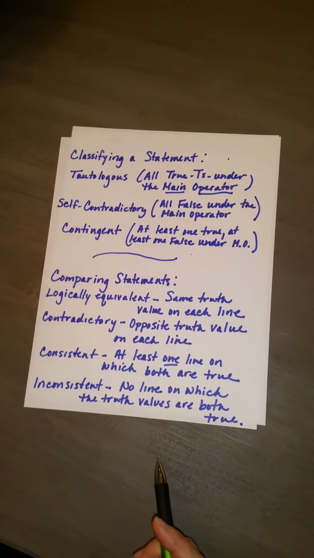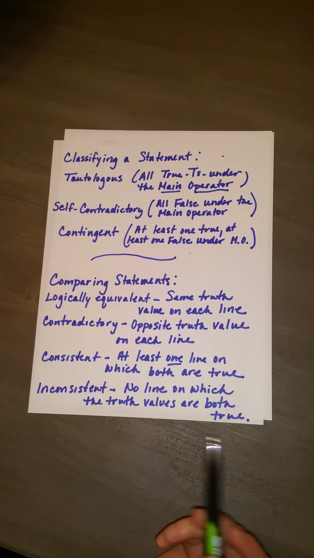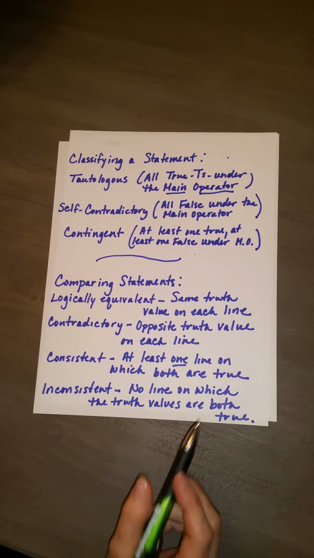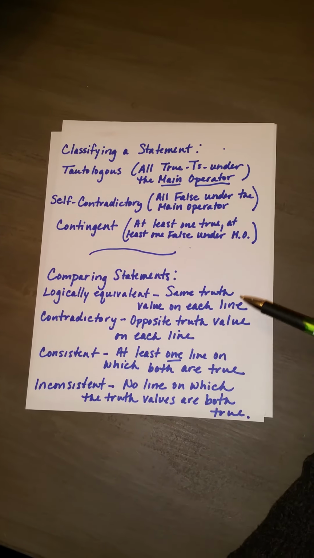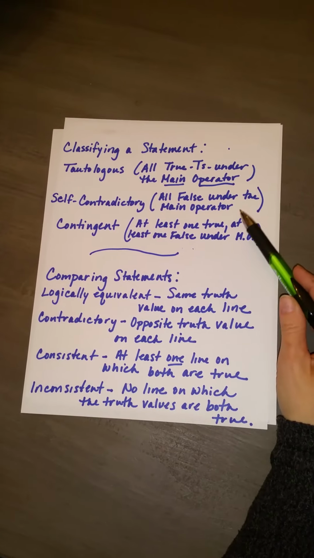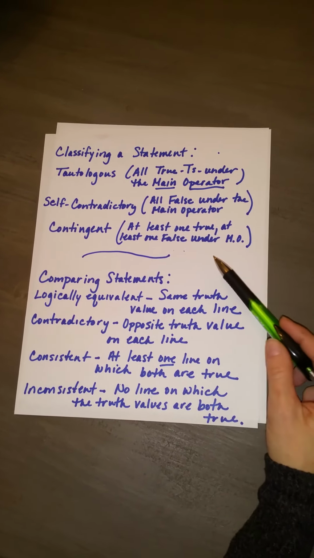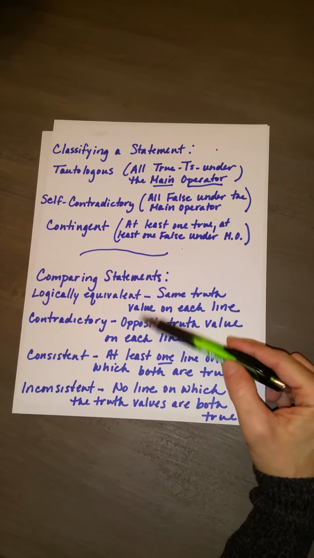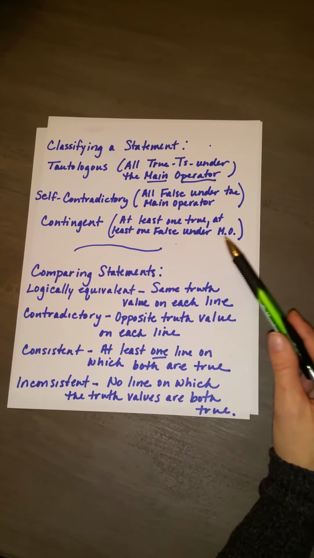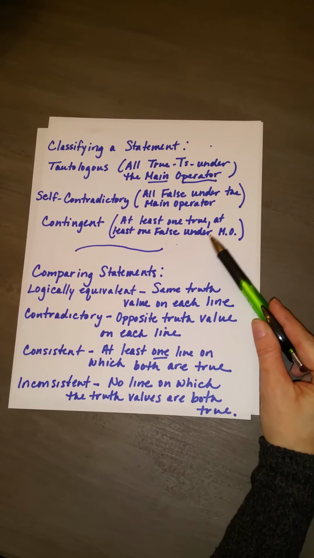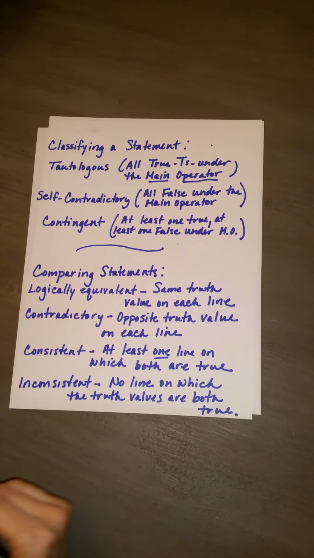So the first thing you're going to do is classify a single statement as tautologous, which means that under the main operator, you have all truths, or all T's. Self-contradictory means that under the main operator, they're all false. And contingent statements are cases in which there's at least one case in which it's true and one case in which it's false. Hurley defines these fully in the book.